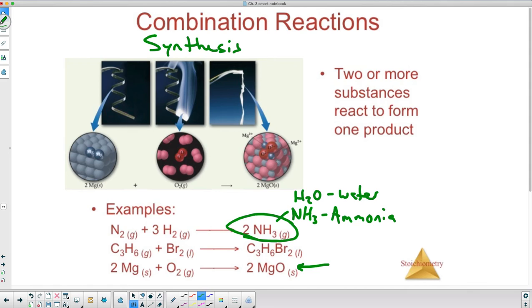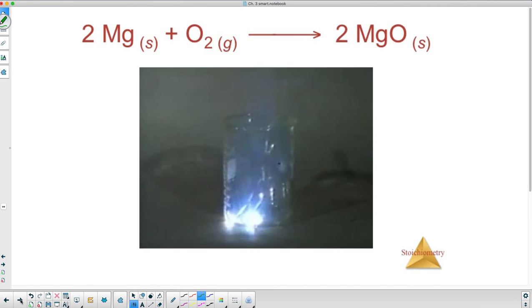Getting back to my example, this is magnesium. Magnesium and oxygen, when we combine them, produce a very high temperature and magnesium oxide, and a lot of light. Here's the magnesium burning to great effect.